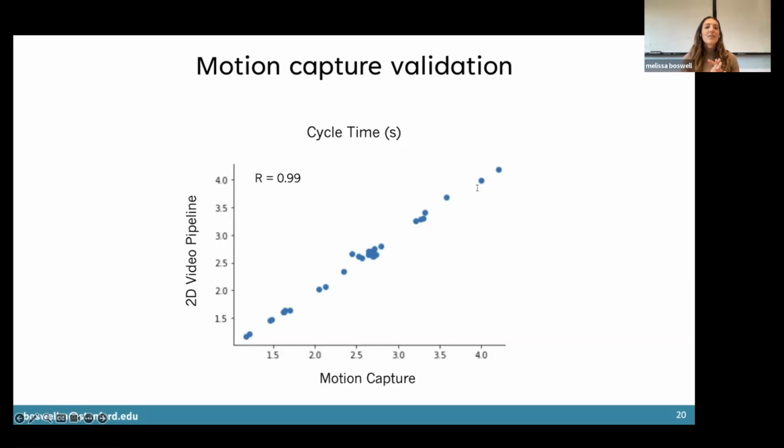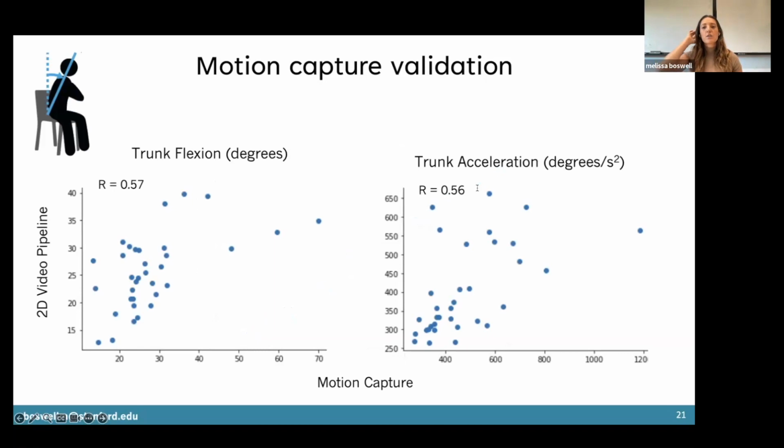And previous studies have found that using motion capture or IMUs to capture sit-to-stand times has not only higher accuracy, but also higher predictive power than stopwatch-based time. So it was really great to see that our video-based pipeline is on par with motion capture. And then we found moderate to strong associations between sit-to-stand parameters extracted from our web application and from these analogs from motion capture for maximum trunk flexion and trunk acceleration.